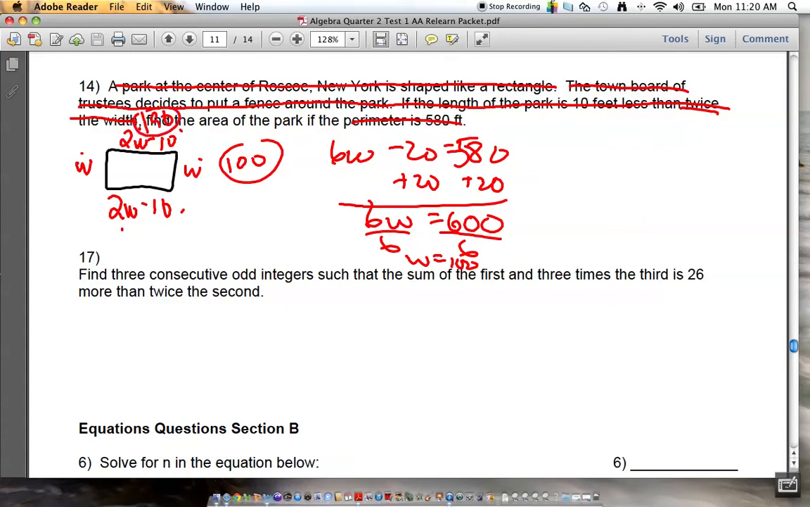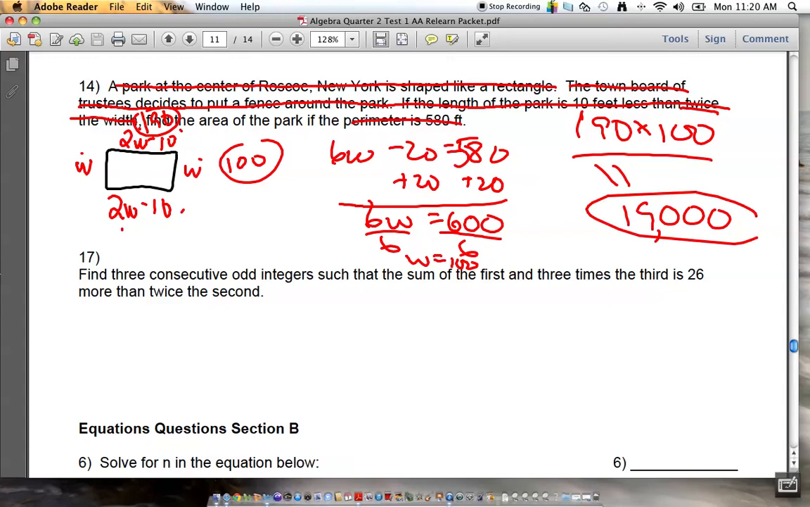But that doesn't answer the question. It wants the area. So the area is 190 times 100, which equals 19,000. And 19,000 is the correct answer. Okay? 19,000 is the correct answer. All right, next up.